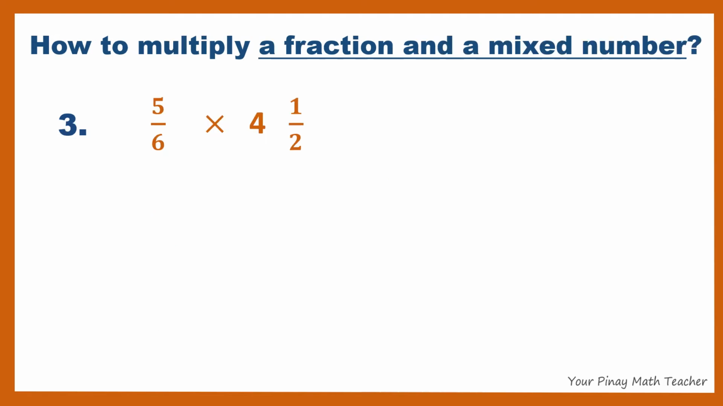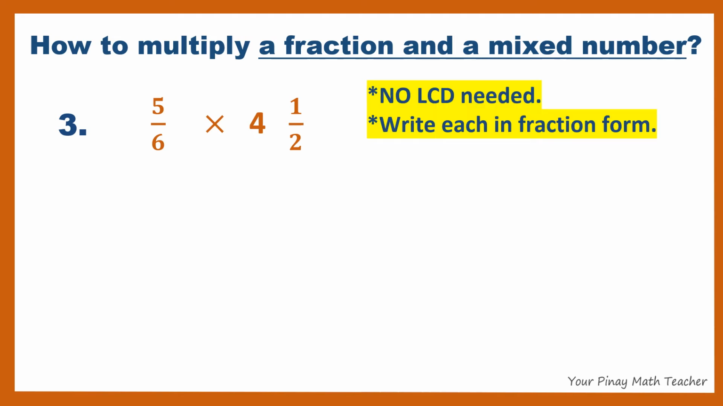Number 3. A fraction 5/6 is multiplied by a mixed number 4 and 1/2. Again, no LCD needed, and each must be in fraction form. So bring down 5/6 and then multiply it by the fraction form of 4 and 1/2. Okay, so you have to multiply 4 and 2 and then add 1, so we get 9/2.